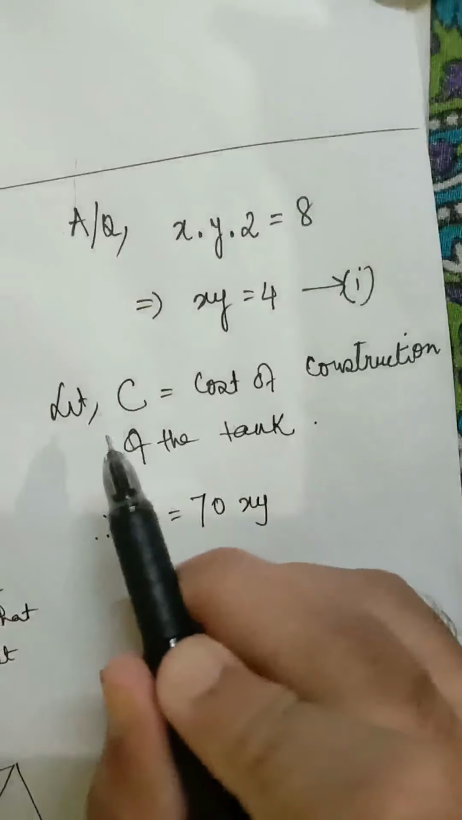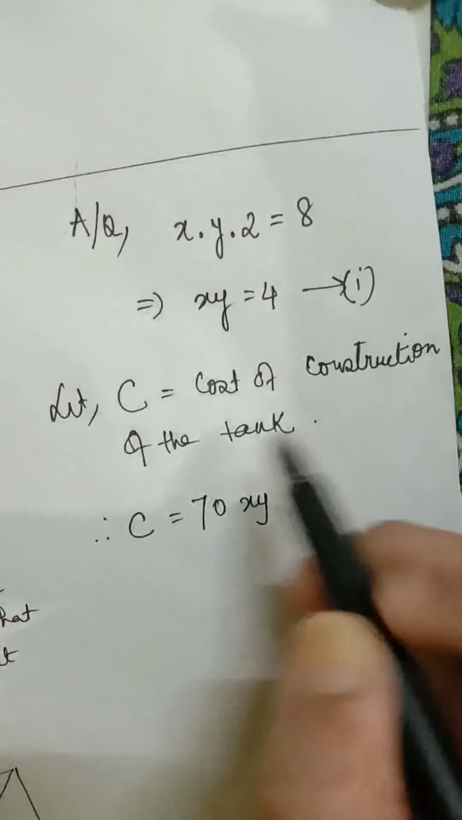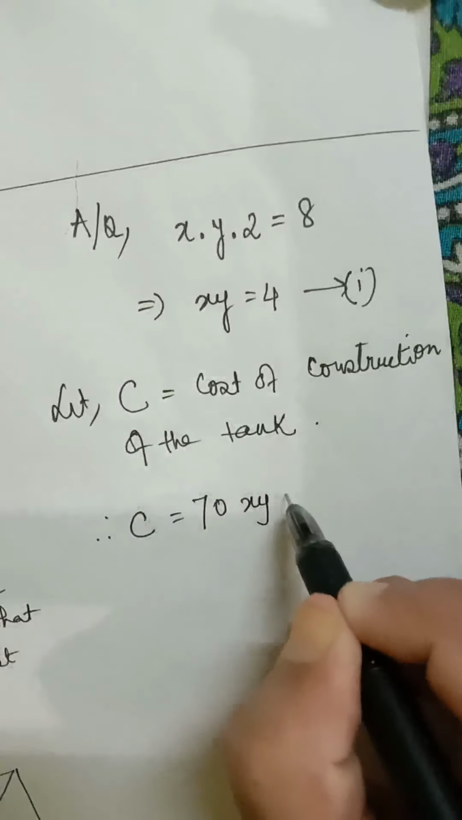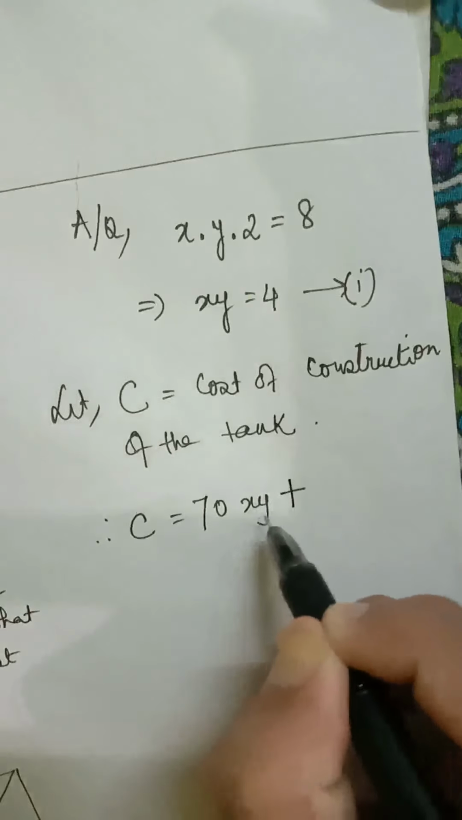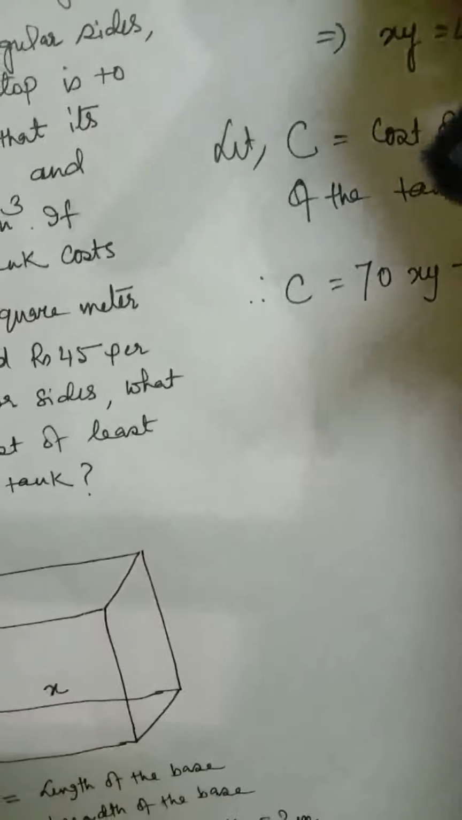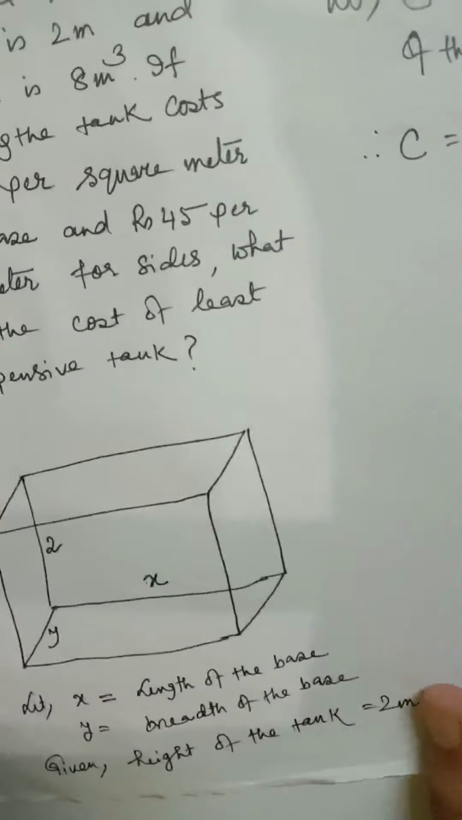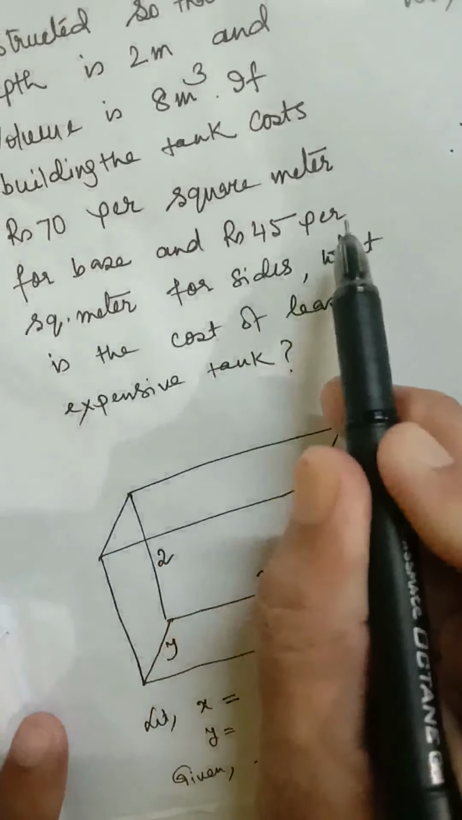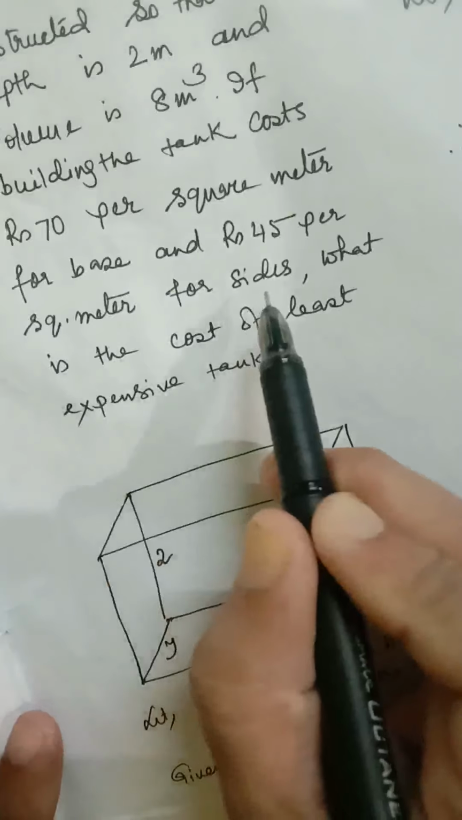So let the cost of construction of the tank, C equal to 70 xy. This is the cost of construction of the base. Total area of the base is xy meter square. Cost is rupees 70 per meter square for base, and therefore total cost of construction will be 70 into xy. And you can see rupees 45 per square meter for the sides.